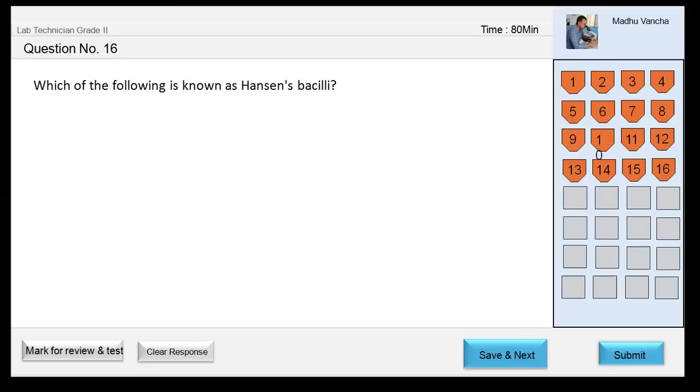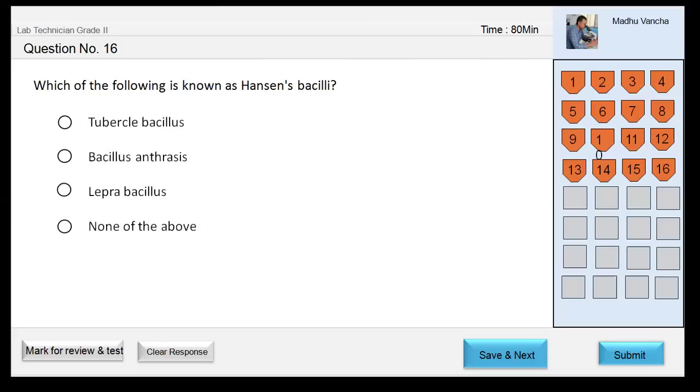Next question: which of the following bacteria is known as Hansen's bacilli? Option A, tubercle bacilli. Option B, Bacillus anthracis. Option C, Leprobacillus. Option D, none of the above. Here, the right answer is option C, that is Leprobacillus.